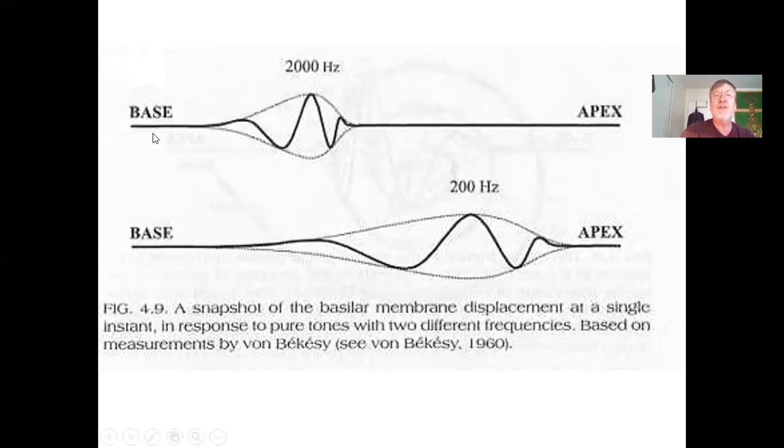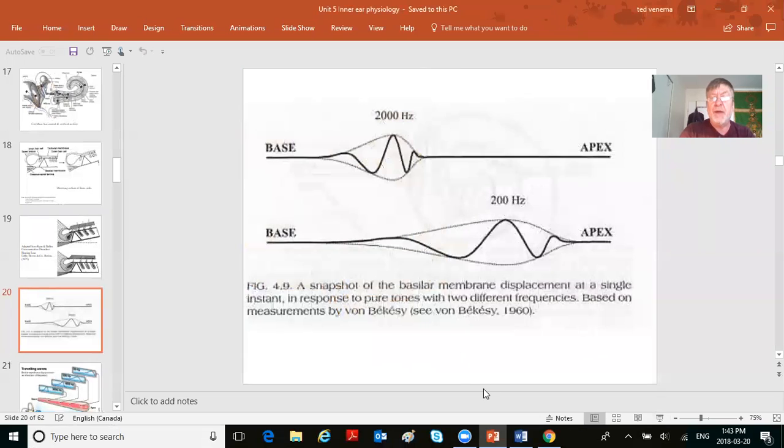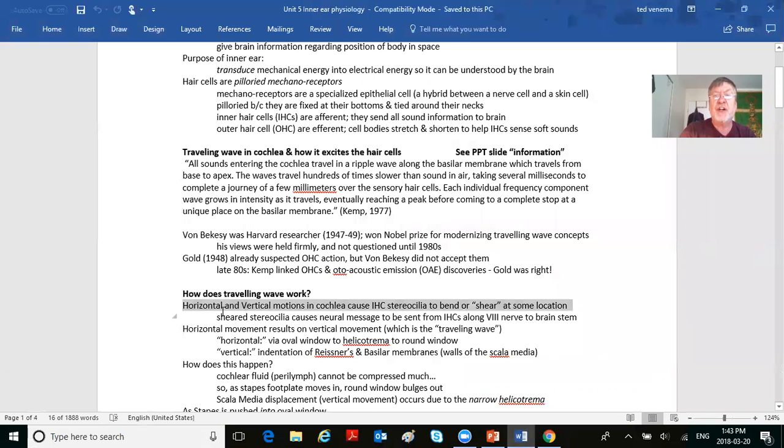Note how the envelope of the wave is shaped like a kite. Note how the front of the wave faces the apex. Note how the wave front is steeper than the wave tail. And the wave is going from left to right in this case. In the top one, the wave grew, bigger, bigger, bigger until stopping at a unique place along the basilar membrane, much as Kemp had said when he was talking about the shearing, when he was talking about the growing.